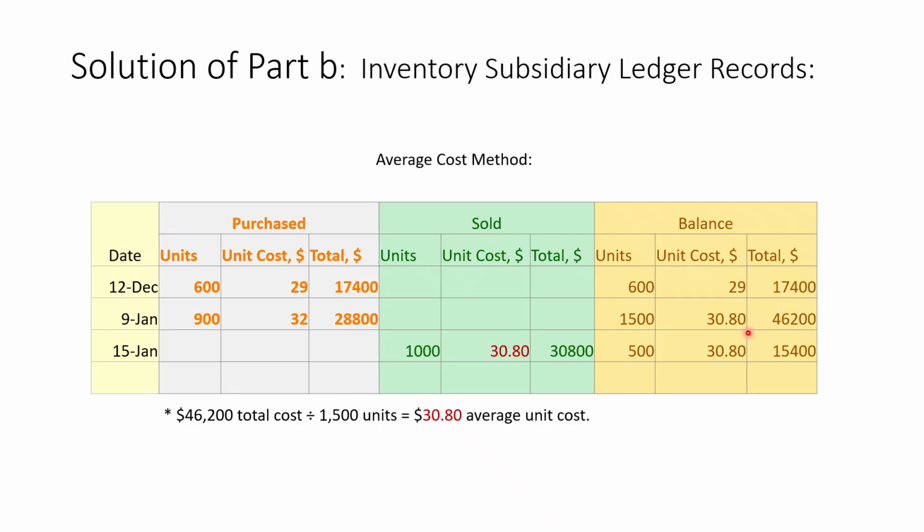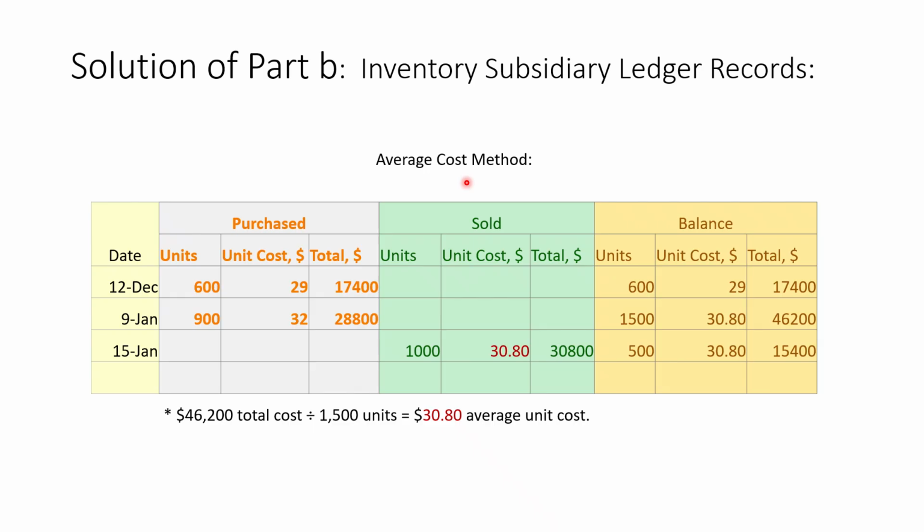How did we get 30.80? This is the explanation of how we got this $30.80 average unit cost: 46,200 total cost divided by 1500 units. This is $30.80 average unit cost. So this is the first part of part B. This is the average cost method.